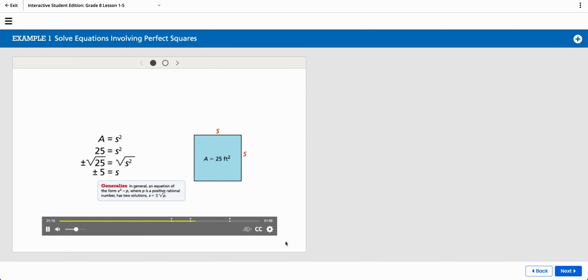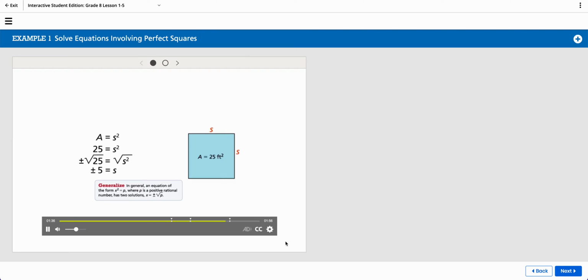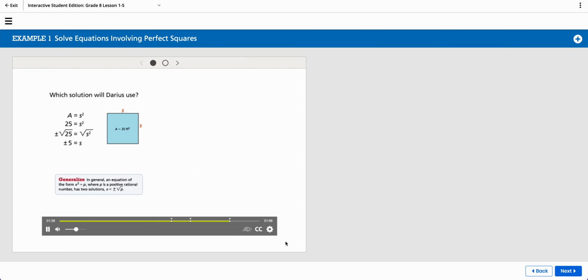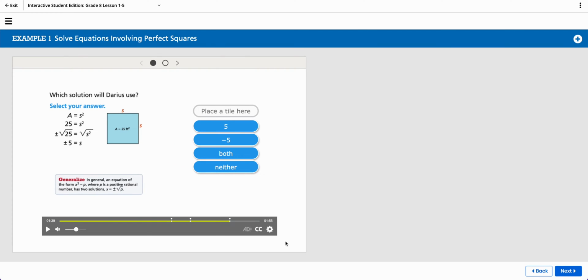In general, an equation of the form x squared equals p, where p is a positive rational number, has 2 solutions. X is equal to positive or negative the square root of p. So the equation has 2 solutions. Which value of s will Darius use? Select your answer. Now, let's talk about which one makes sense.